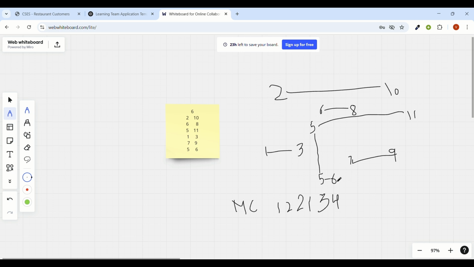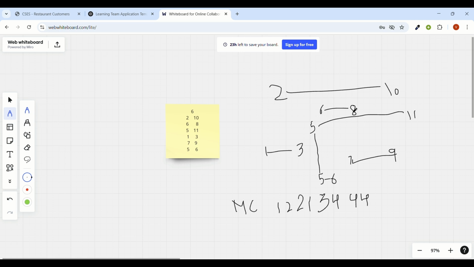Then at time 7, this customer left the restaurant, but another new customer joined. So one customer left and one customer joined. So the number of customers remained the same, 4. Then at time 8, again we are having 4 customers.